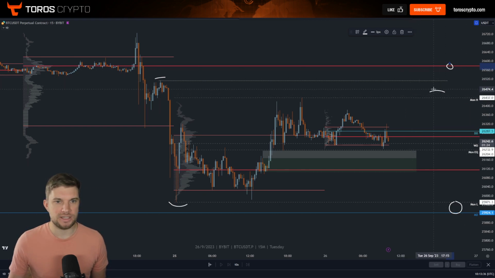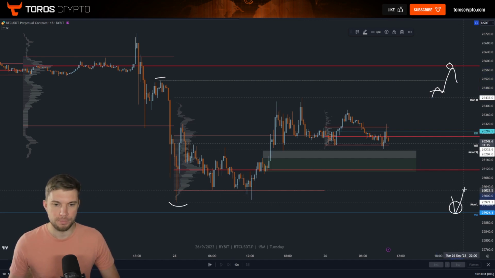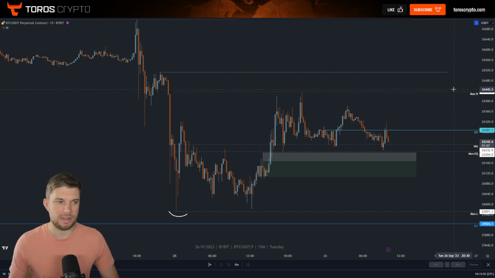If we are to take out the Monday high, I do think that we can see a little bit further continuation to take out this high and then potentially into that MPOC. So I wouldn't be looking for just a very pump kind of move like that. I would be looking for a little bit more of a consolidation above, and then probably using that as a deviation to trade back lower.